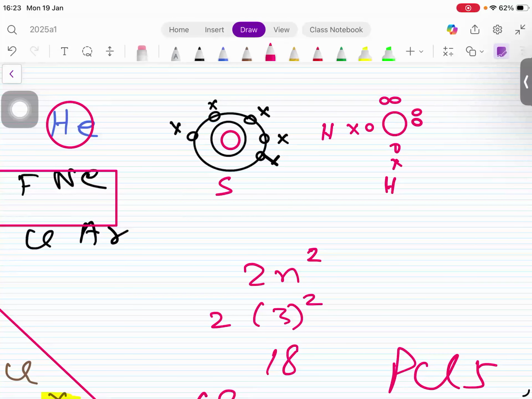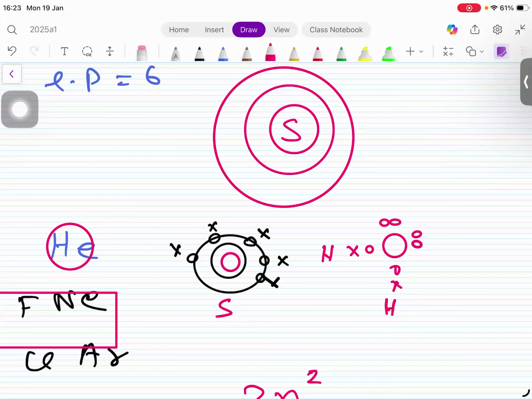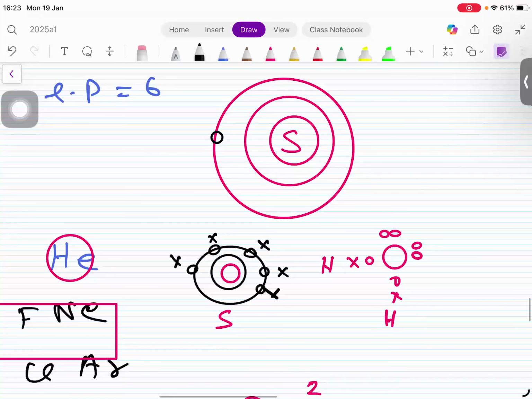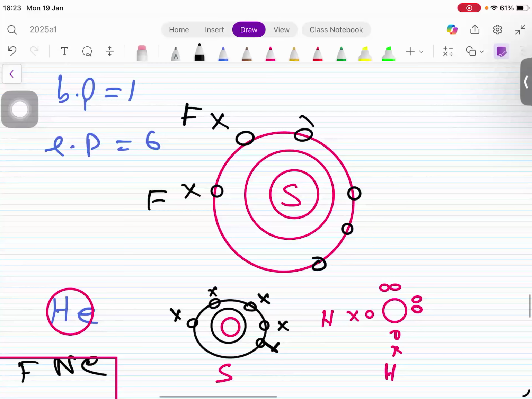On the other hand, if you talk about sulfur, the outer shell is a third shell having how many electrons? 6. 1, 2, 3, 4, 5, 6. It can combine with 6 fluorines to make what? SF6. How many electrons in total in the outer shell? 12.